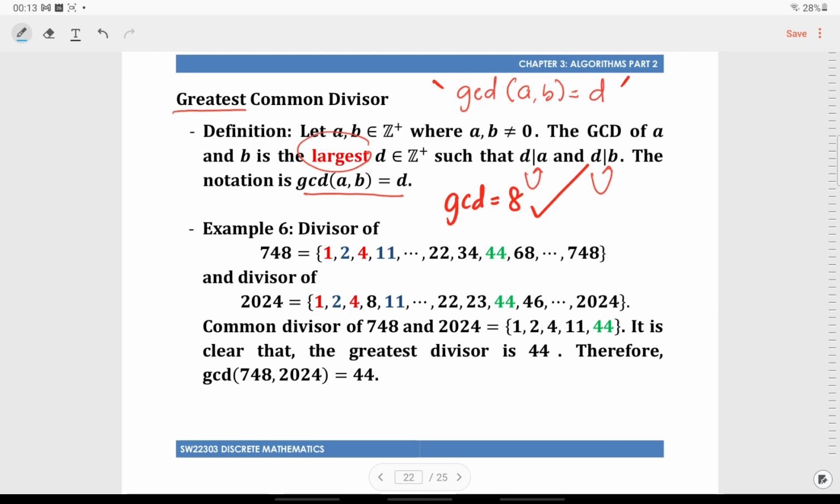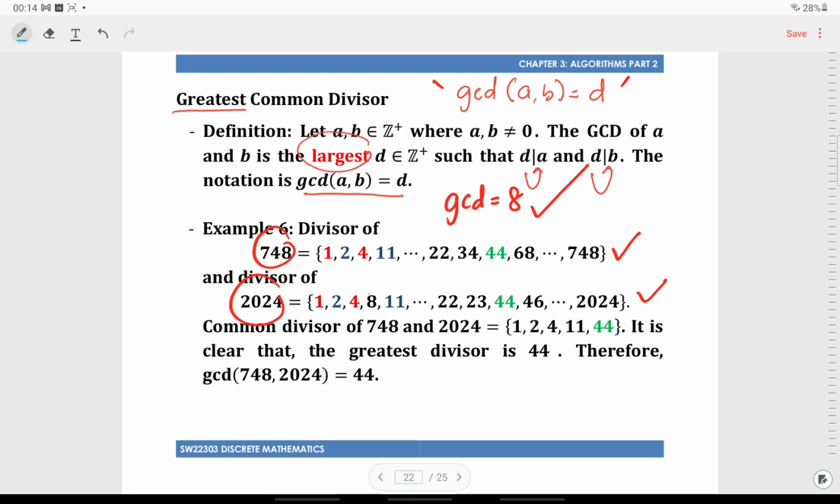Let's say I give you two numbers, 748 and 2024, and I'm looking for the greatest common divisor of these two numbers. Traditionally, what we can do to solve this problem is list all the divisors of both numbers. We put all the divisors of 748 inside this set; all these numbers can divide 748 without any remainder. We also list all the divisors of 2024 inside this set.